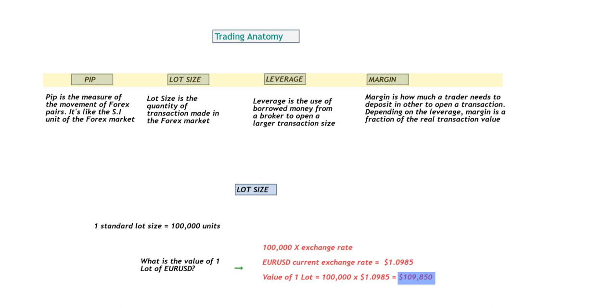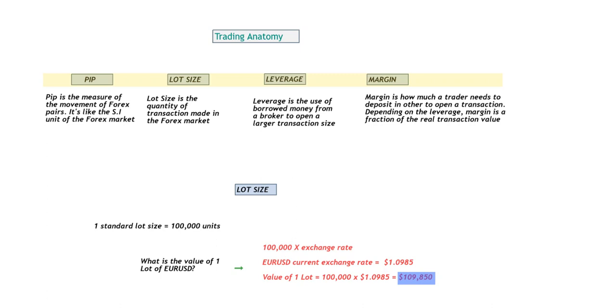Hello guys, welcome back. So in this video we're going to look at some very important market concepts that every trader needs to understand. The first one is pip. A pip is the measure of the movement of a forex pair. It's like the SI unit of the forex market. Forex pairs move up or down at any point in time, so a pip is what helps us measure how far the market is moving.